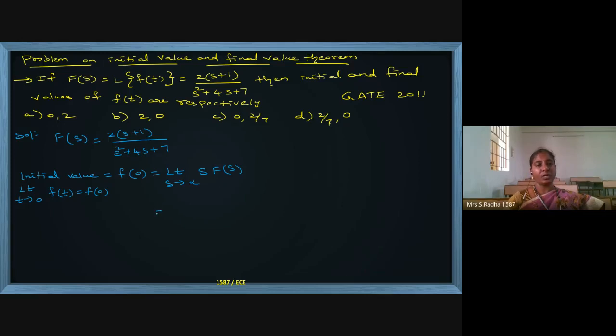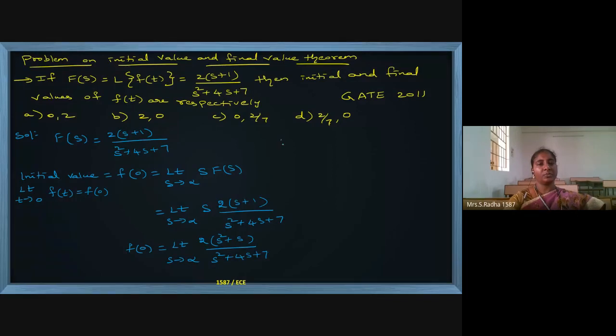Okay. Now I will just substitute, f of s is given in the question. So one s additionally we have to put, and f of s is given in the question, 2 into s plus 1 divided by s square plus 4s plus 7. And the next, what I have, limit s tends to infinite. LHS is f of 0, initial value. RHS, it is 2 constant. If I take s inside, it is s square plus s divided by s square plus 4s plus 7.